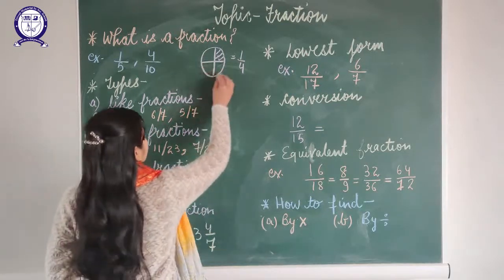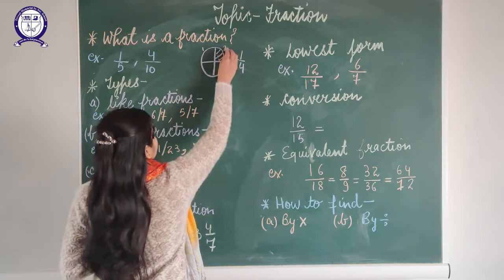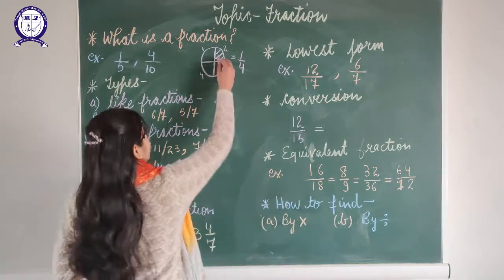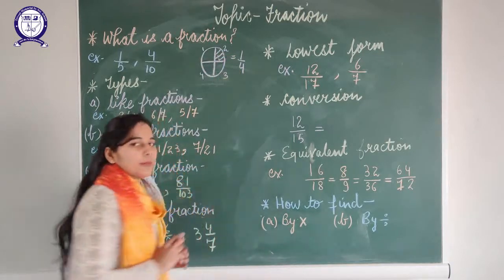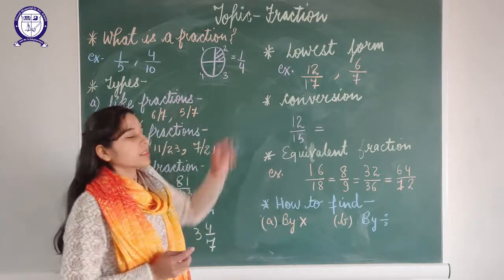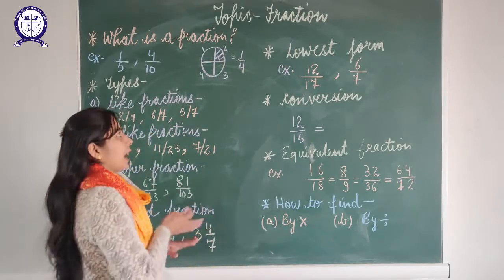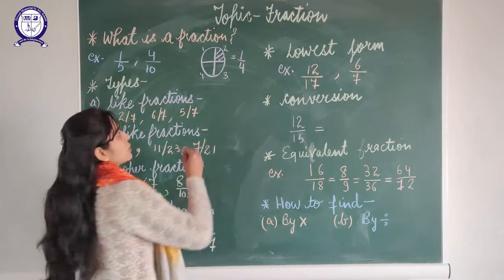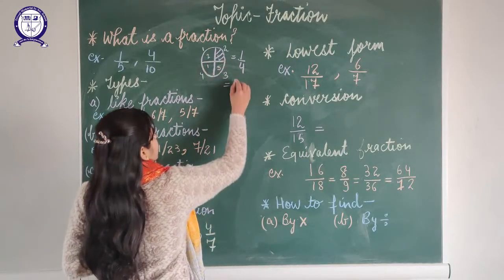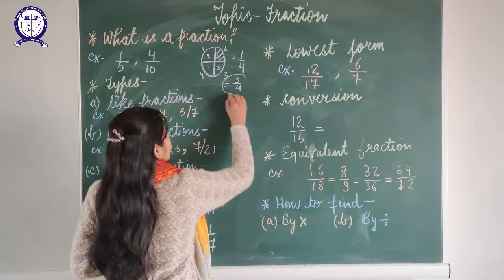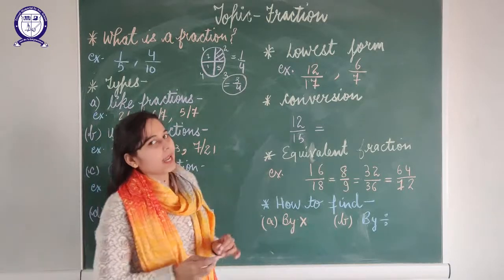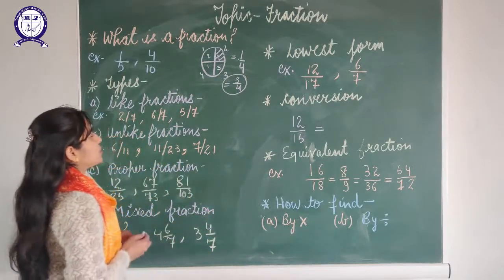Here we have one circle which is divided into how many parts? 4. 1, 2, 3 and 4. And I have shaded one part of it. So how much portion, or how much fraction, is shaded? It is 1 by 4. If we have to find out how much portion is not shaded, or unshaded, how many parts are there? 1, 2 and 3. So 3 by 4 is the portion which is not shaded, and 1 by 4 is the portion which is shaded.